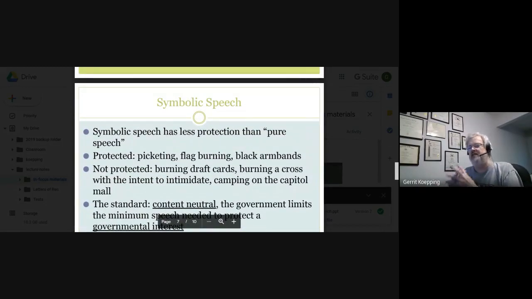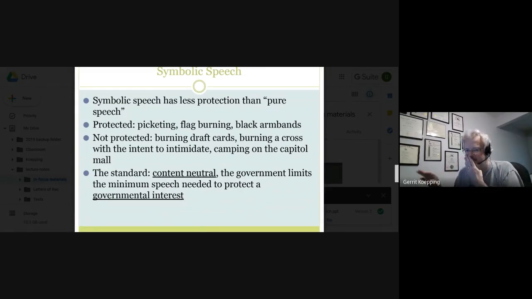Now, symbolic speech has traditionally been things like picketing, flag burning, wearing armbands, stuff like that. Basically, symbolic speech is anything that's not written or spoken. And the general rule here is if the government has a reason to restrict that speech, then it has less protection. But it's got to have a good content neutral reason. So if the government says, okay, no burning of, I don't know, draft cards. Well, this is back in the day when we had the draft, the government has a need to have people have draft cards because that way they can be drafted. So if we all burn them, then that would interfere with that governmental function.